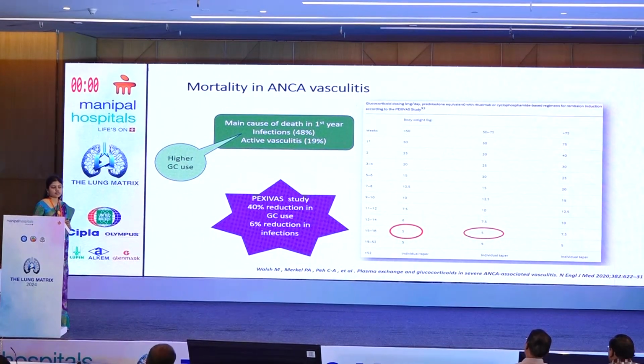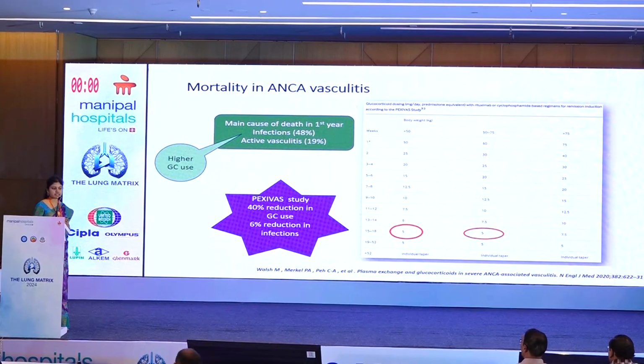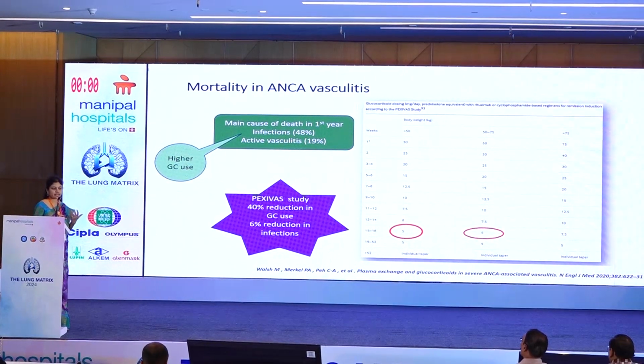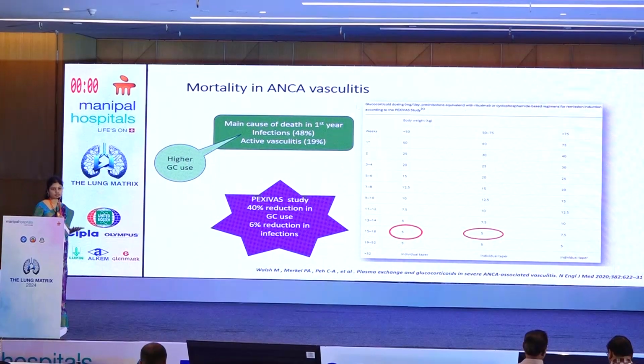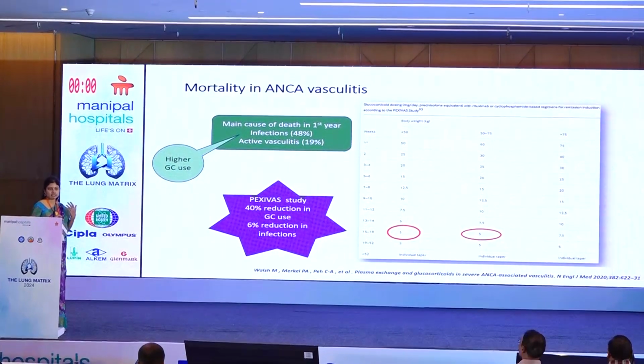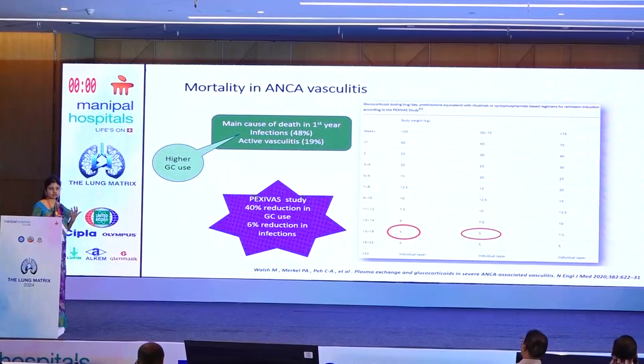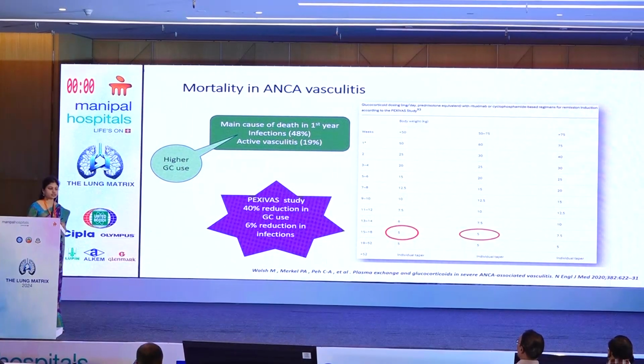So, the main cause of mortality in ANCA vasculitis in the first year is two main factors, that is infections and active vasculitis, and infections contribute up to 48%. And the main reason for having infections is high glucocorticoid use. Other than the patient comorbidities, we are the people who are going to introduce infections in all these people with our immunosuppressant drugs. So that's the main culprit: higher glucocorticoid use rather than cyclophosphamide and rituximab.